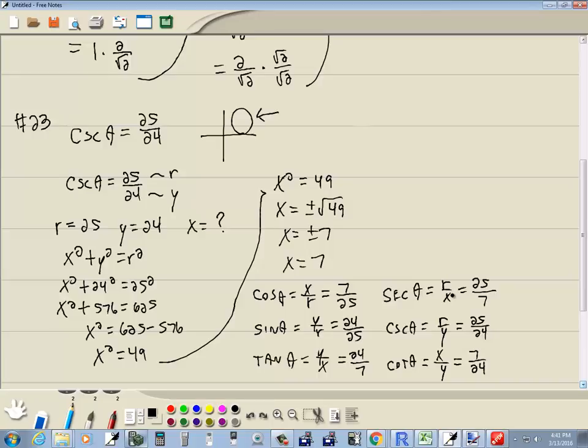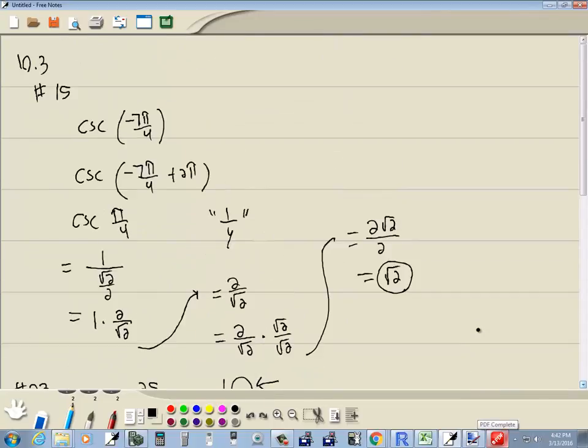You can also use the fact that these are reciprocals of each other. For example, cosine and secant go together. See, I got 7 over 25 and 25 over 7. Sine is 24 over 25 and cosecant is 25 over 24. It's a fraction flipped, reciprocal. And tangent, 24 over 7, and cotangent, 7 over 24. Most people never use these three formulas you saw me write down there. They use the reciprocal properties. But those would be our answers.